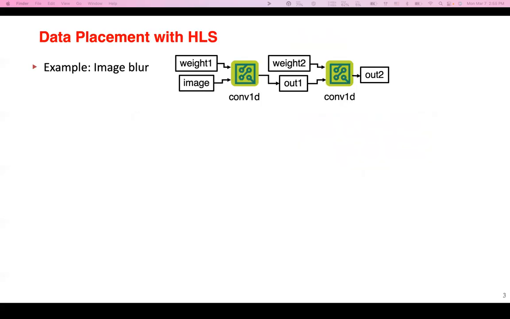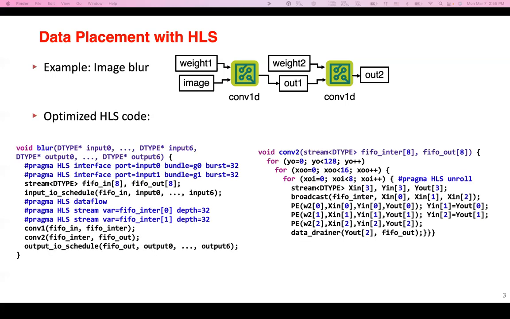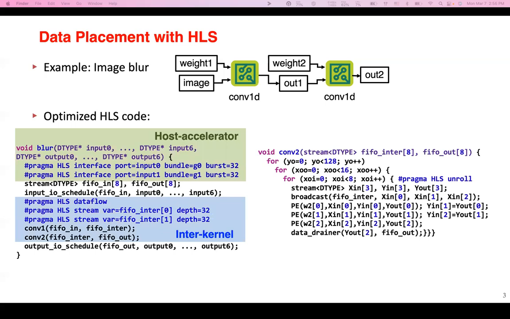Here, we use image blur as an example to illustrate data placement optimization in HLS. Image blur consists of two back-to-back 1D convolutional kernels as shown in the diagram. Let's take a look at the HLS code with optimized data placement for image blur. HLS programmers need to optimize data placement between host and accelerator by inserting these vendor-specific pragmas. They need to define FIFOs explicitly and connect kernels using these FIFOs for inter-kernel data placement.